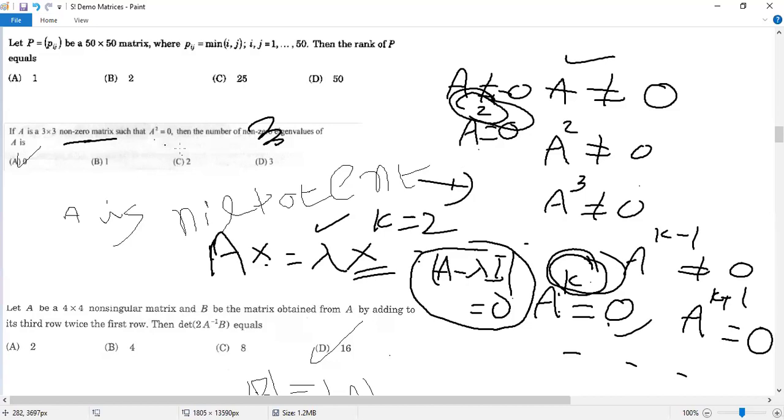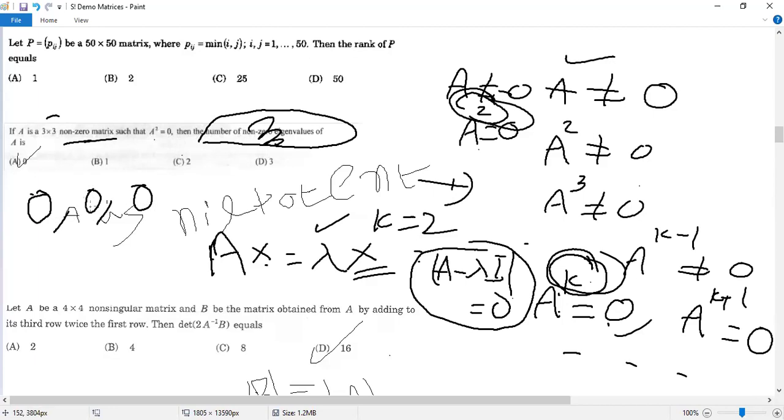How many eigenvalues will a matrix have? It is equal to the order of the matrix. Because the order is 3, it will have 3 eigenvalues. But according to the shortcut, all the 3 eigenvalues will be zeros. So what is the question? Number of non-zero eigenvalues of A. How many are non-zero? All are zeros only.